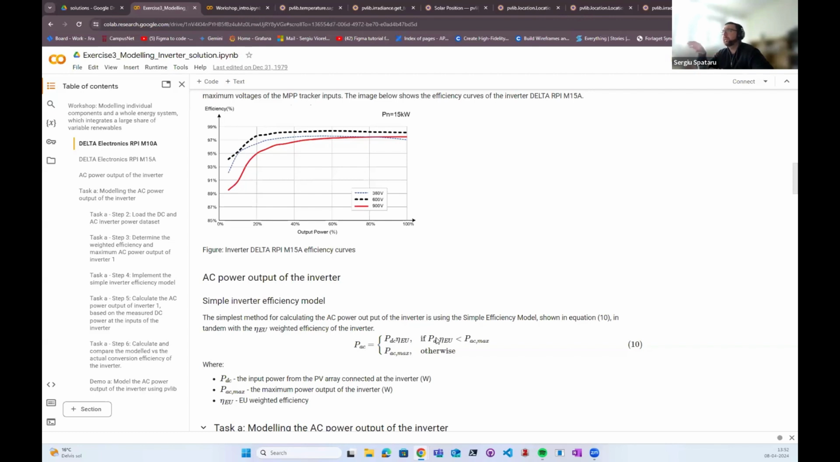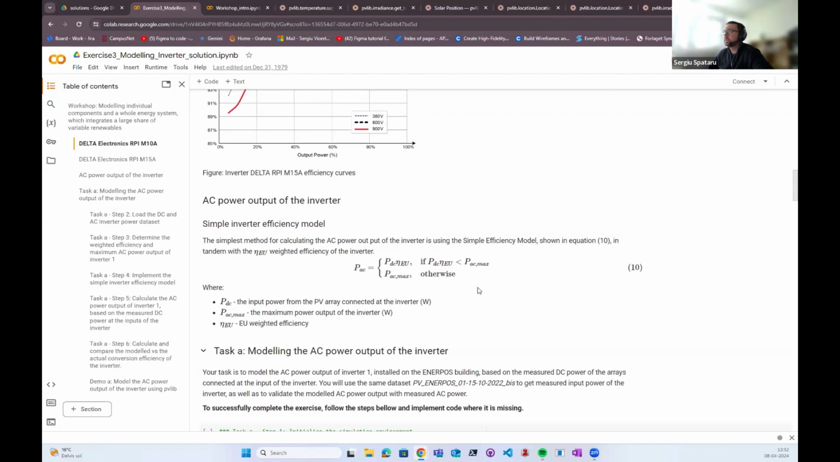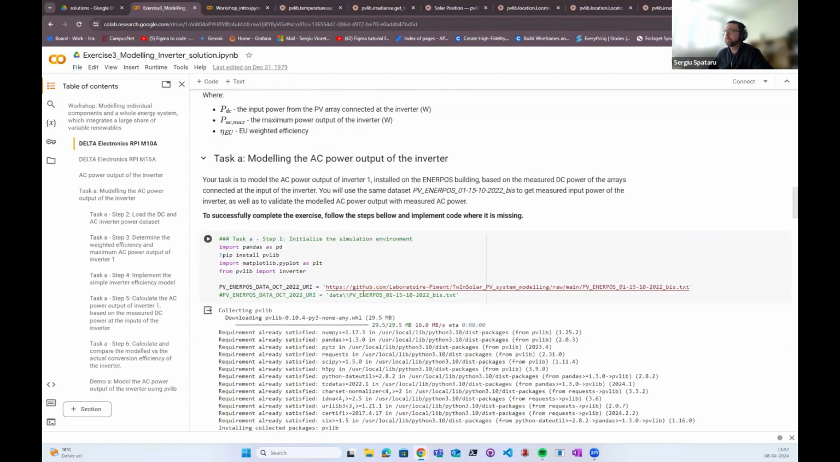And the way it limits that is by shifting the maximum power point, the operating point of the PV array away from the maximum power point. So it's operating at a lower input power. And all modern PV inverters do that to avoid overheating, basically. So for the simplest model, we just need to know what is the rated AC power of the inverter and what is the weighted efficiency.